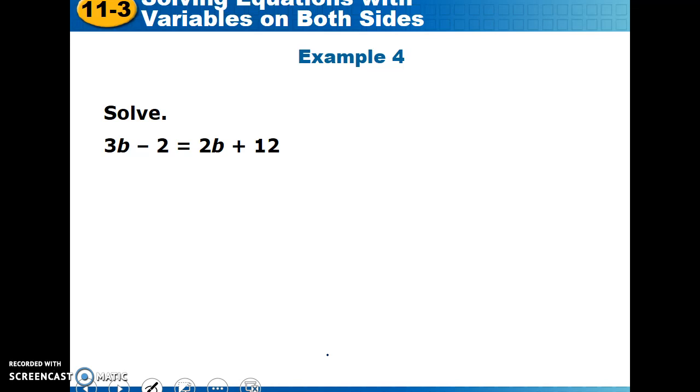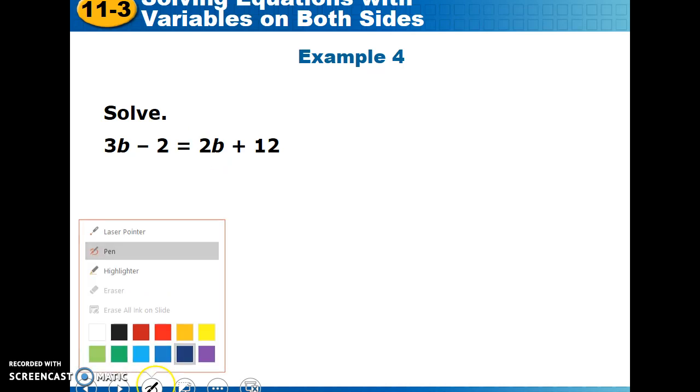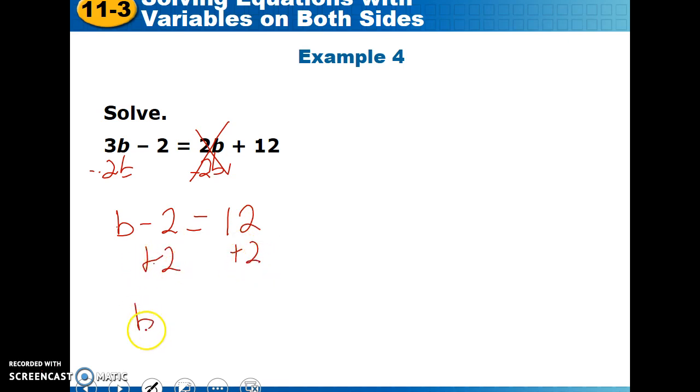All right, so looking at this, we could get rid of 3b, or we could get rid of 2b. Trying to make my life easier, I just want to subtract the 2b so I don't have any negative numbers. So minus 2b, minus 2b. This goes away. I'm just left with 1b minus 2 equals 12. Solve like normal. b equals 14.